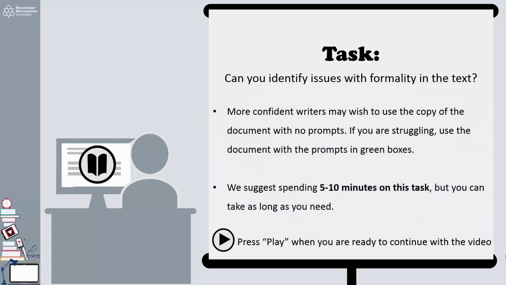Pause the video now and have a go at the activity underneath. In the paragraph, there are several issues with formality. Try to identify the issues and, if possible, improve the formality of the text. More confident writers may wish to use the copy of the document with no prompts. If you're struggling, use the document with prompts in green boxes to guide you. Pause the video now to have a go, and then press play when you're ready to continue and see the answers.